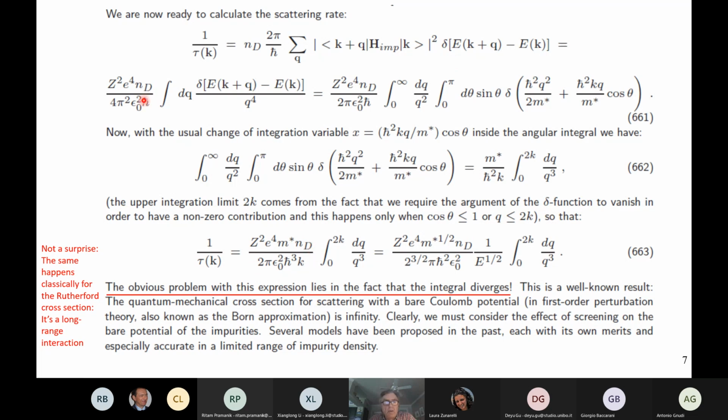These are all the constants that we get out of having squared the Hamiltonian. And of course, we find that we have a nice expression that diverges at small q. Again, this should come as no surprise that we get infinity. Even in classical mechanics, Rutherford scattering gives you a differential cross-section that we can calculate, but the total cross-section is infinity, diverges. And the reason is extremely simple.